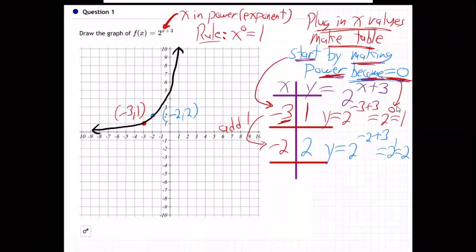This is what exponential graphs do. They always flatten on one side and then rocket up on the other. There we go.